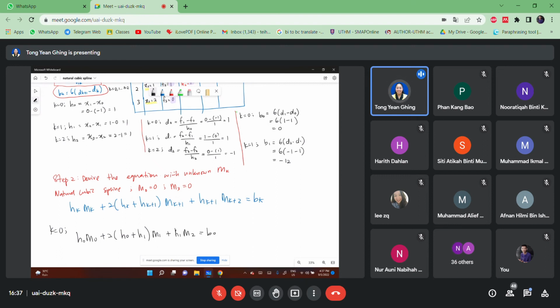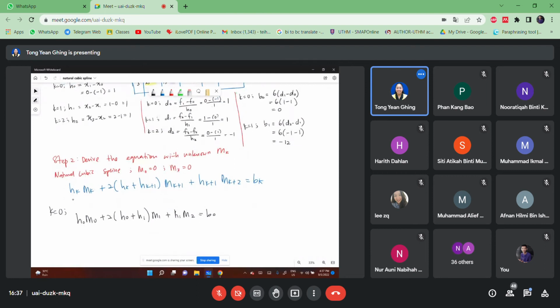Substitute like this, okay? Everybody okay? We just substitute when K is 0. So now what we have is this one. M0, we already have. The other values that we don't know are M1 and M2. The rest we know already. Just key in, just substitute.